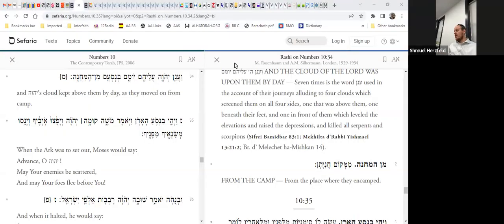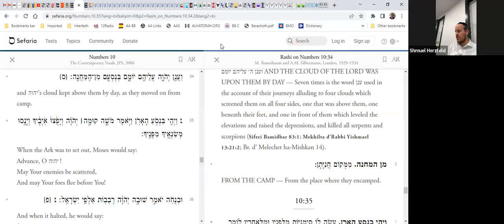We're up to chapter 10, verse 34. It says, "Va'anan Hashem olayem yomam, b'nasam min hamachaneh," and the cloud of Hashem was over them by day when they traveled from the camp. So Rashi says, "Shiva ananim ksuvim b'maaseim," 7 clouds are written in their journey. Meaning to say, the clouds are mentioned 7 times in the accounts of Bnei Israel's travels.